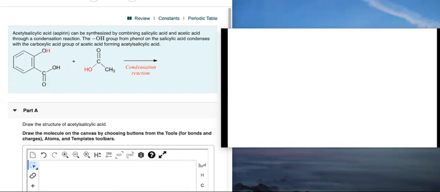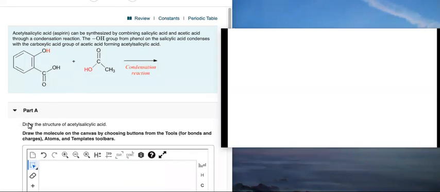Acetyl salicylic acid, which is aspirin, can be synthesized by combining salicylic acid, so that's this one right here, and acetic acid through a condensation reaction. The OH group from the phenol on the salicylic acid condenses with the carboxylic acid group on the acetic acid, forming acetyl salicylic acid.